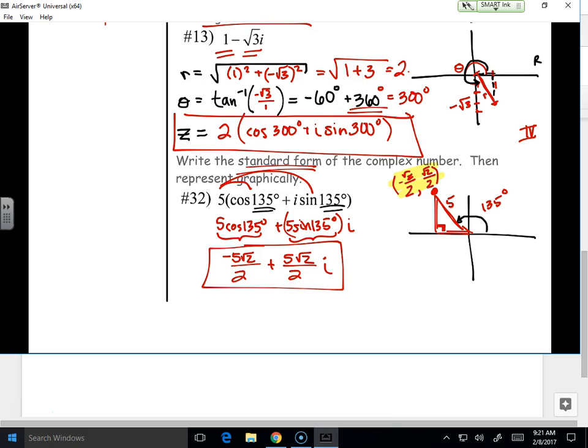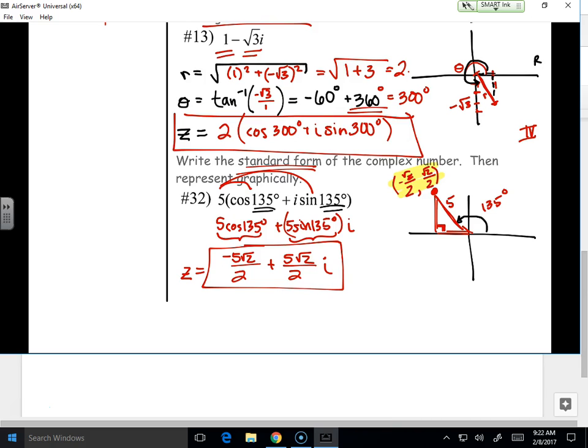And technically, to make it all nice and snazzy, we would say something like Z equals. Z just is the name of a complex number. Just common notation. Z also stands for integers.